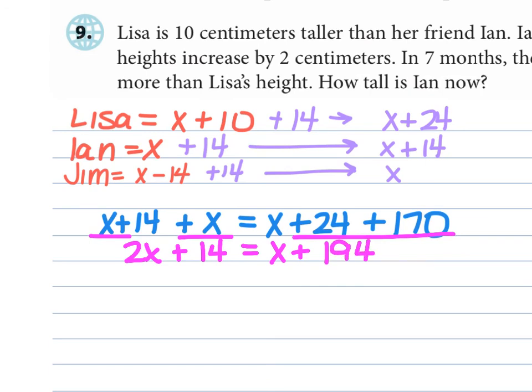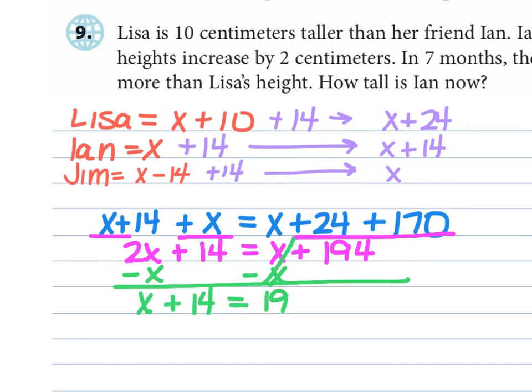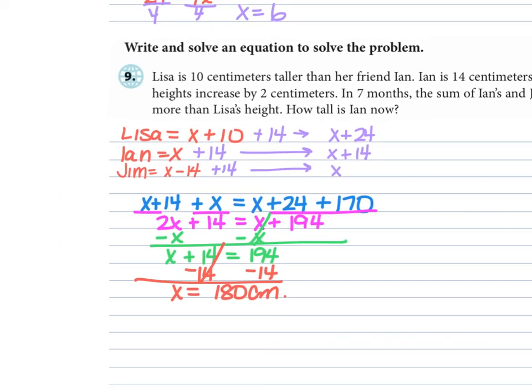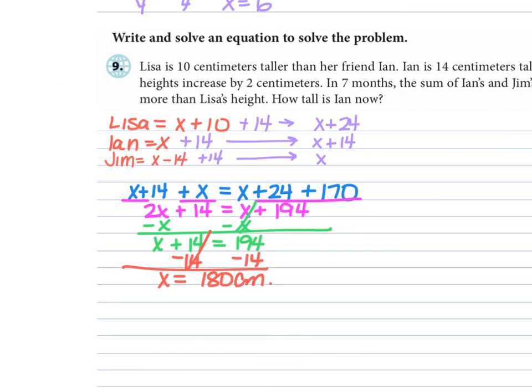From here, we're going to move that x over by subtracting it from both sides. So x plus 14 is equal to 194. Then we're going to subtract 14 from each side to get that x is equal to 180 centimeters. So, if x is equal to 180 centimeters, then Ian's height is the x, which is the 140 centimeters.